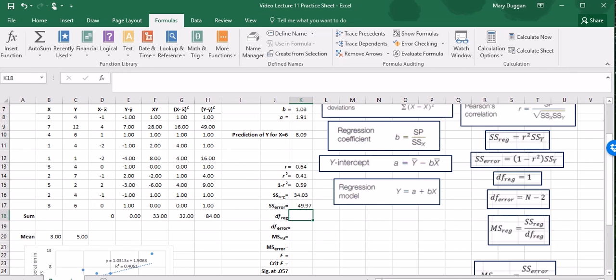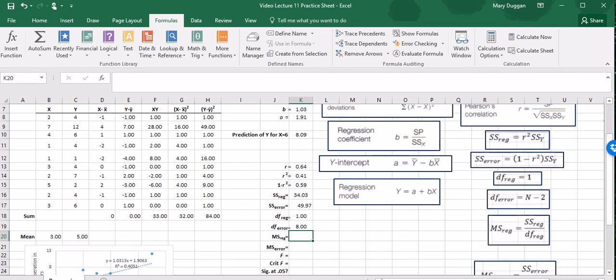And next we calculate our degrees of freedom. The degrees of freedom for the regression is always equal to 1. How easy is that? And the degrees of freedom for the error is going to be n minus 2. In this case, we have 10 cases or 10 trials that we're looking at, minus 2. And so our degrees of freedom for the error are going to be 8.